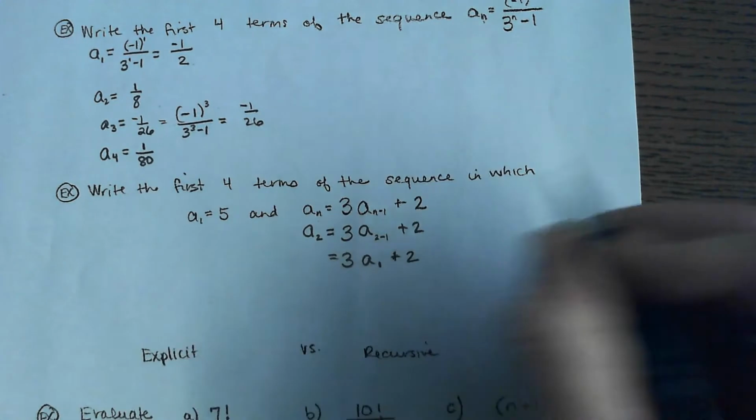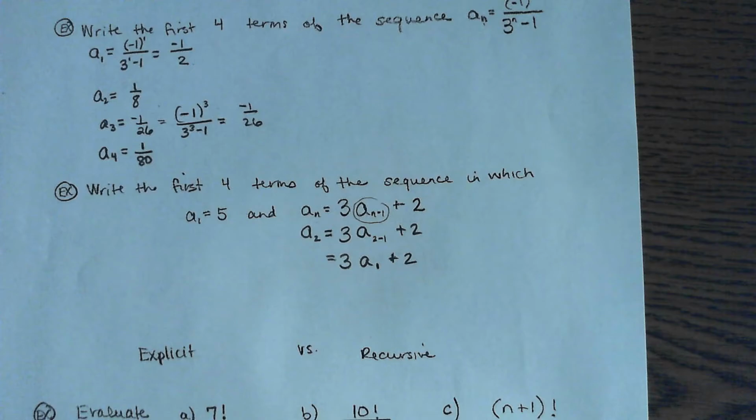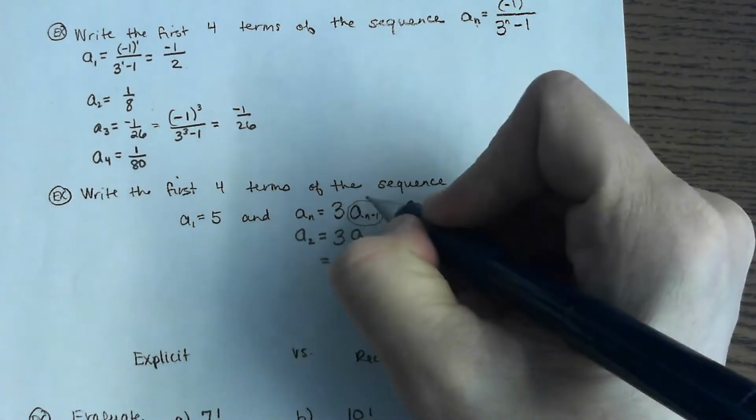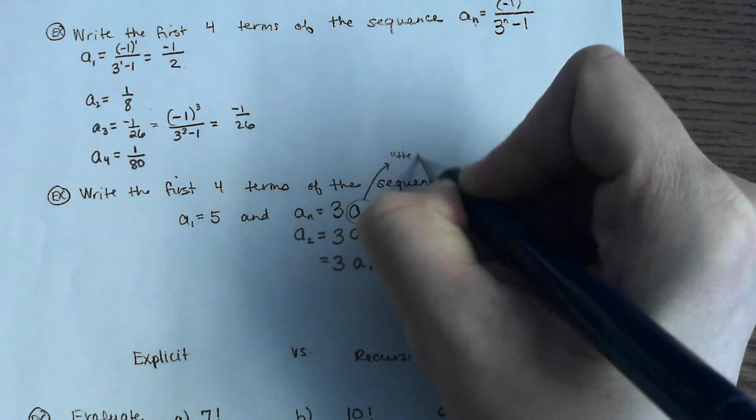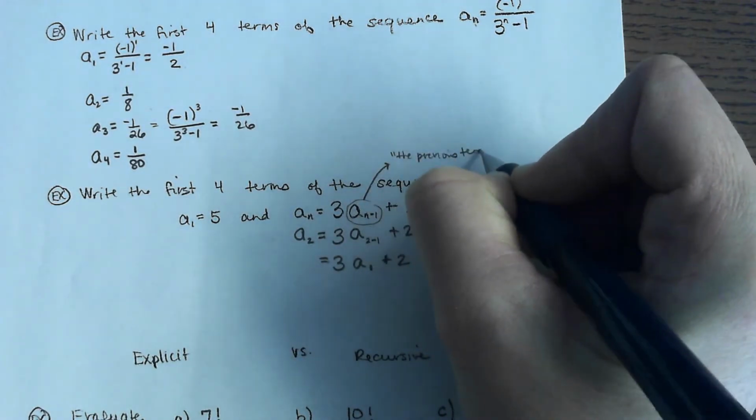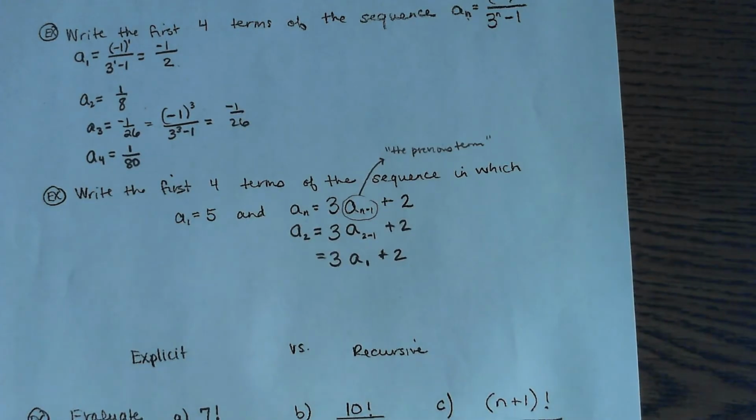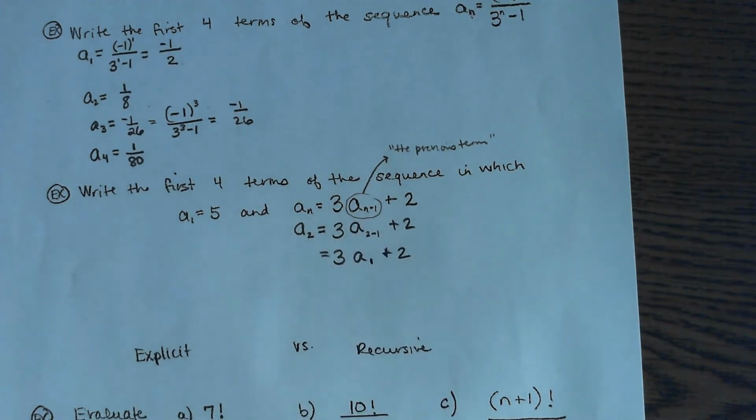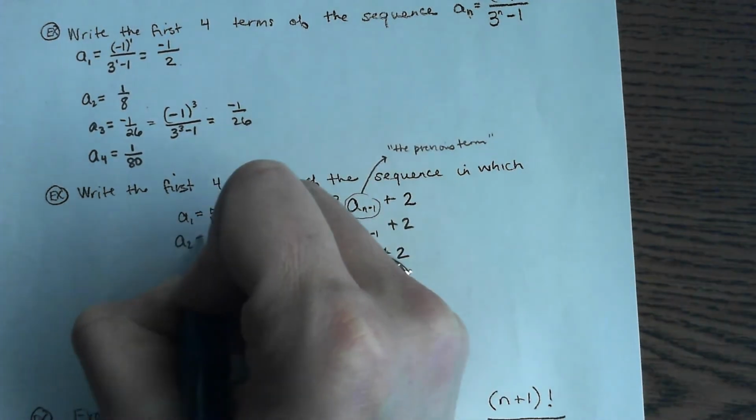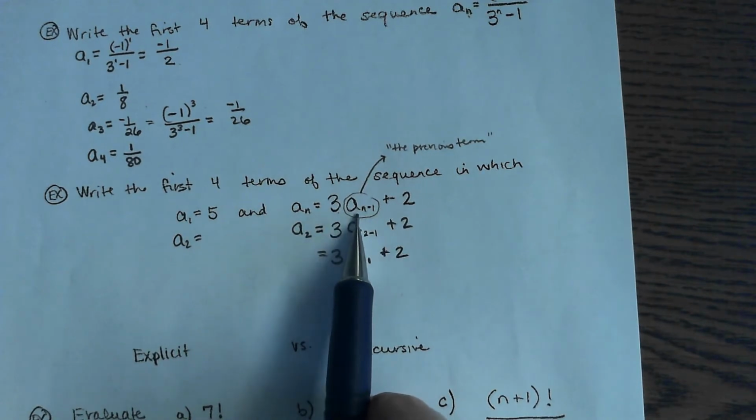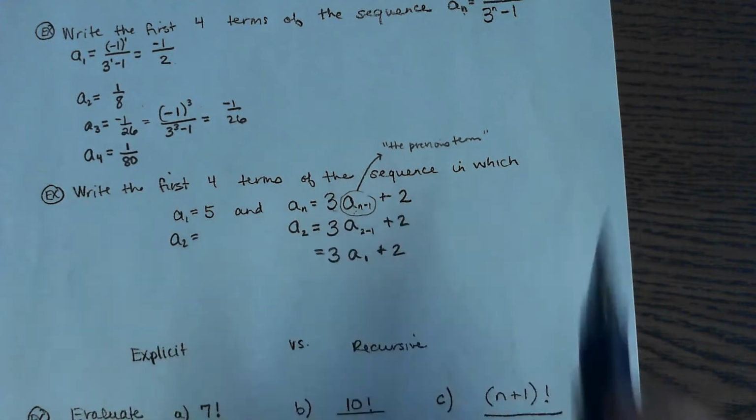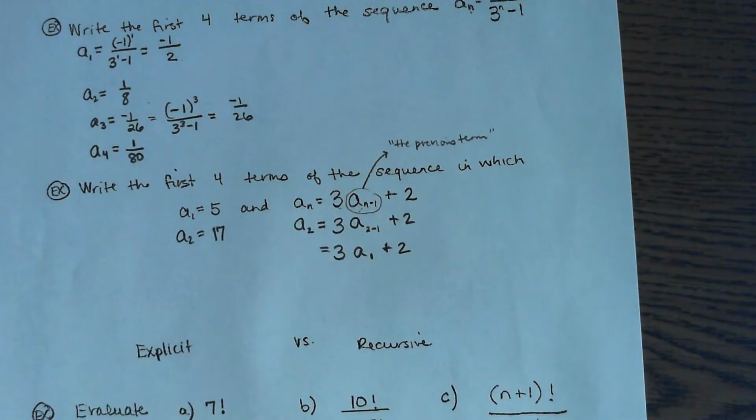The term before the nth term that we're on right now. So when I teach this to my Algebra 2s, I teach them to always perceive A with a subscript of n minus 1 to be, quote unquote, the previous term. So A sub n minus 1 is the previous term. Because you really don't have to plug in every single time. You just say take 3 times the previous term and then add 2. So for A sub 2, that would be 3 times the previous term, and that was 5, so 3 times 5 is 15, plus 2 would give you 17.